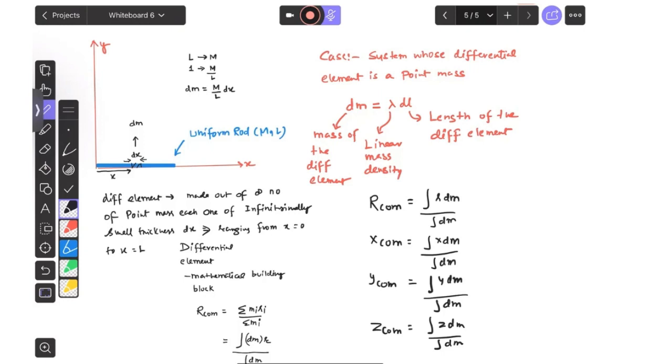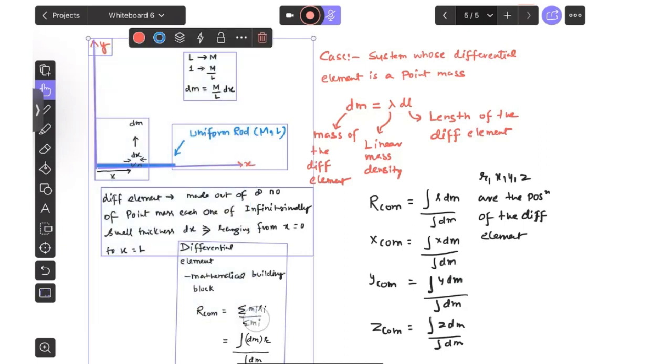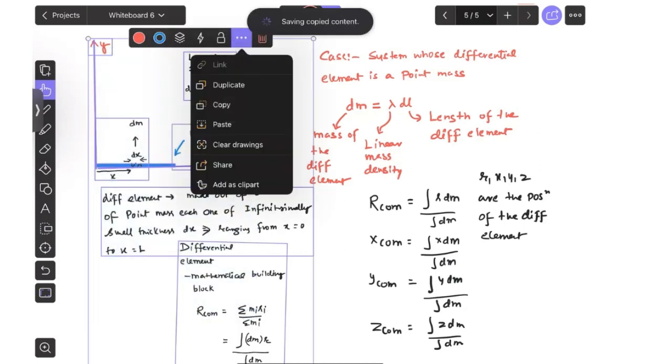Just like earlier, what were xi, yi, zi and ri? Those were the position of the ith particle, which is one of the particles making up the system having only point particles. So here r, x, y, z are the position of the differential element. I hope you understood what to do in this case. I'll solve this one. I think we've done it in our class, but still, just for continuity, I'm doing it from the beginning.